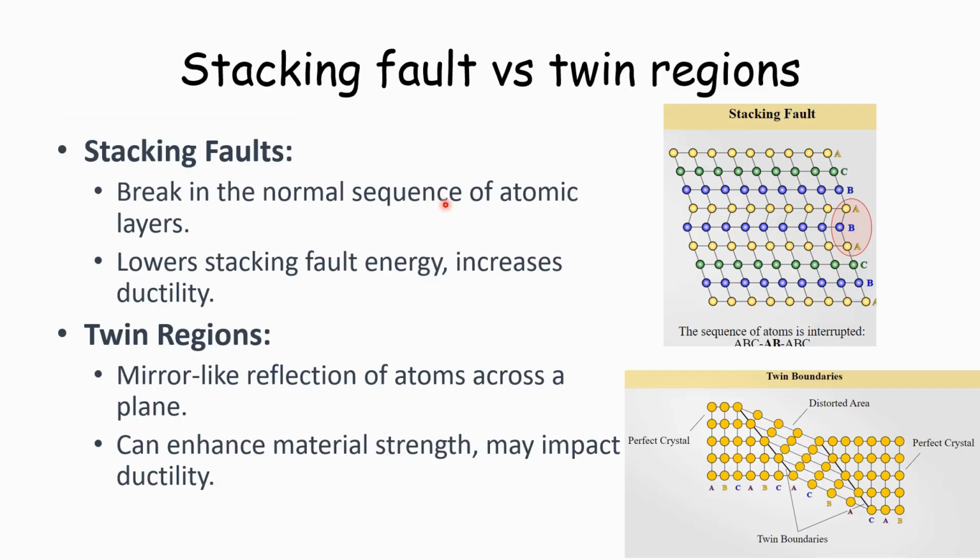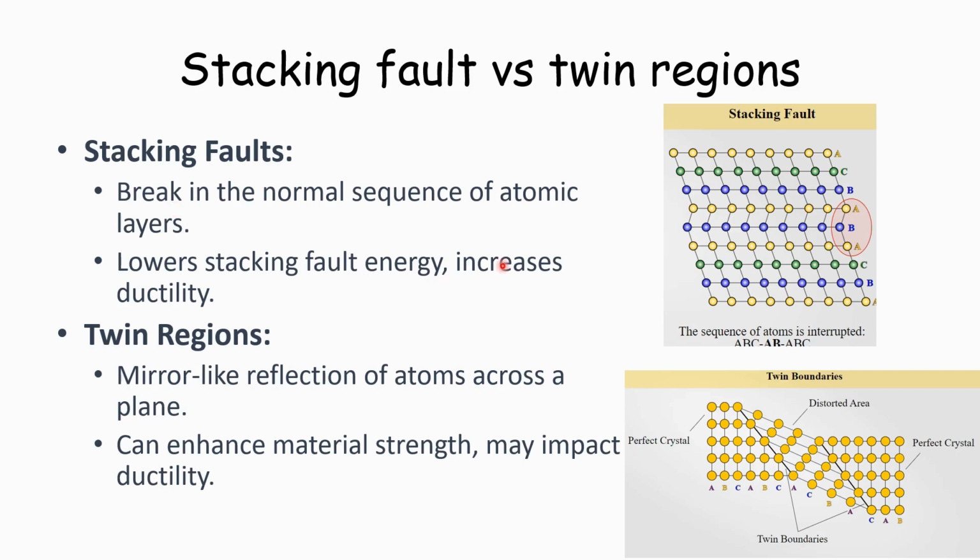Right, so if we compare between stacking fault and a twin region, for stacking fault, we can say there's a change in atomic layers that makes the materials more bendable. Yeah, so it is a break in the normal sequence of atomic layers, and the effect of a stacking fault, it will lower the stacking fault energy, and at the same time it will increase the ductility.